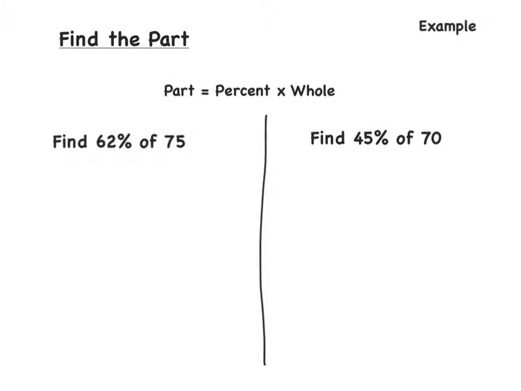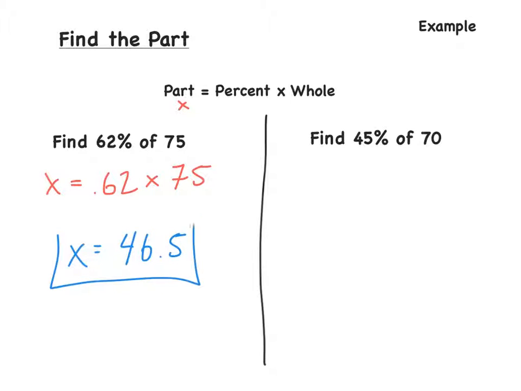So we have the example, find 62% of 75. So we know we're trying to find the part. I'm going to use this part as our x. So x is going to be equal to, remember, what's our percent? I want to write this as a decimal, so it's going to be 62 hundredths. Of is multiply. The whole is 75. So basically, all I have to do is solve for whatever 62 hundredths times 75 is. When we do that, x is equal to 46.5. So 62% of 75 is 46.5.